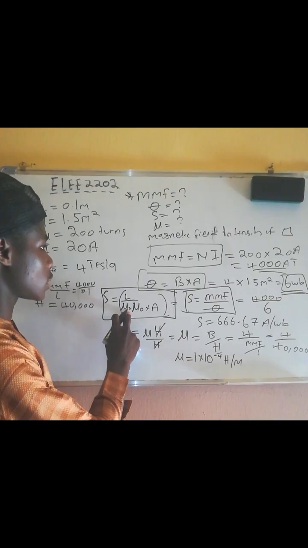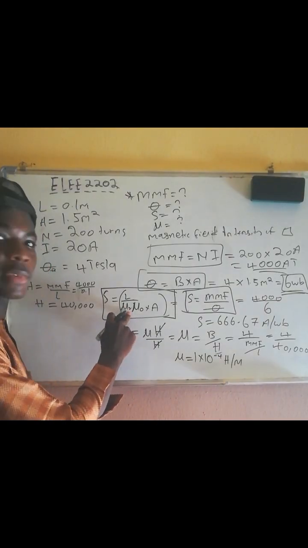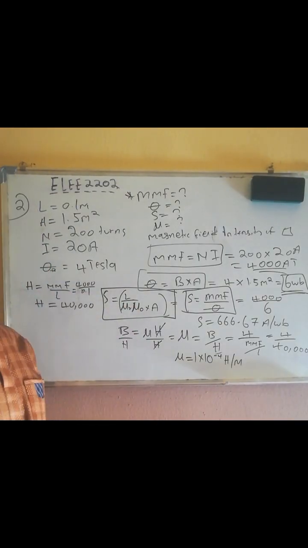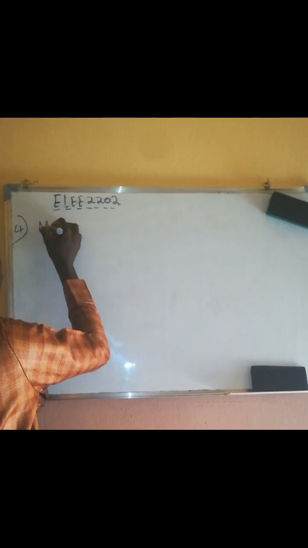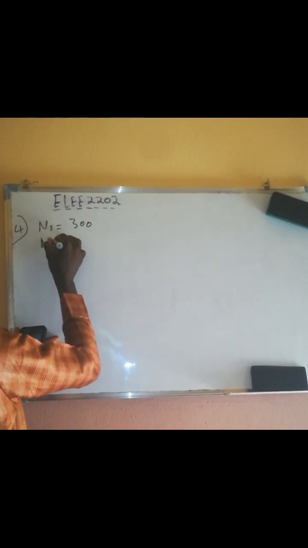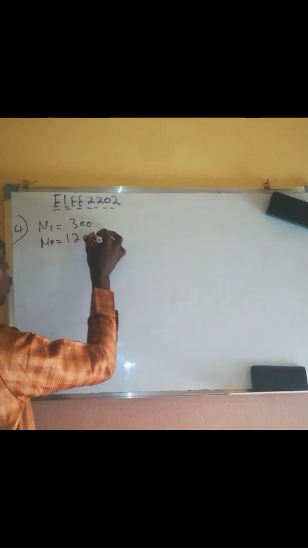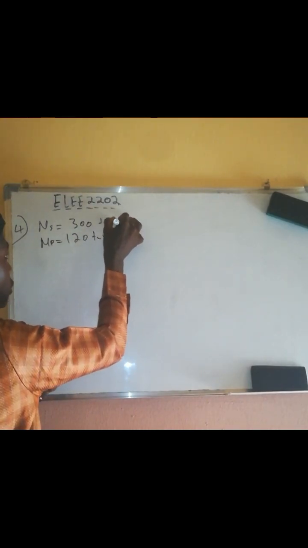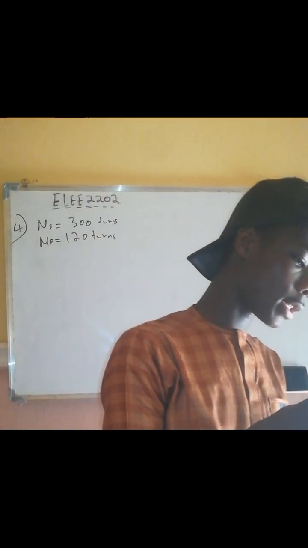If you are going to use this formula, you must have the relative permeability, and also you must have the mu naught. So here is another problem, question 4. The question says that a single phase transformer has 300 turns and 120 turns in each secondary and primary. Therefore the number of secondary is 300, and therefore the number of primary is 120 turns, of secondary and primary windings respectively.